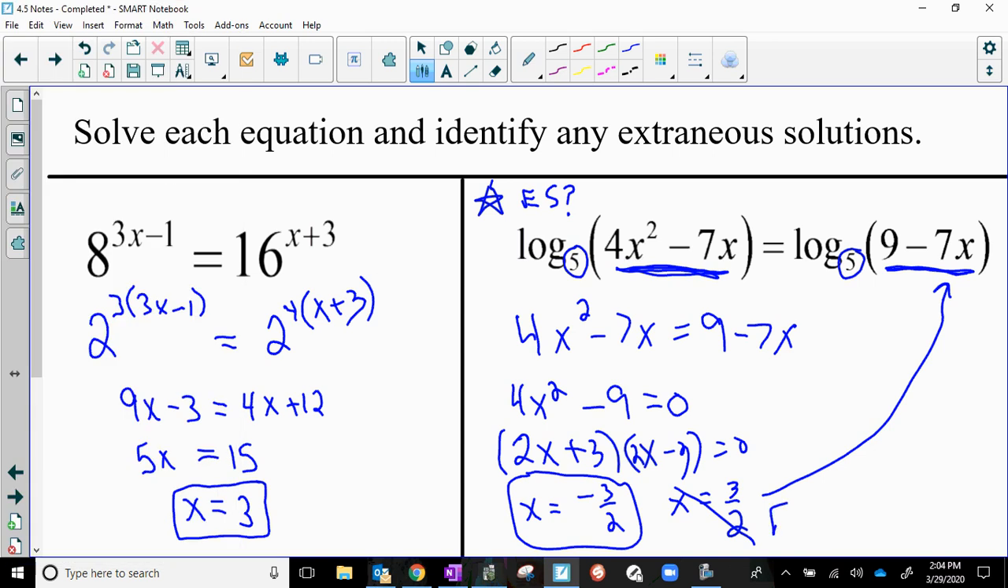This is what we call an extraneous solution because it's dealing with imaginary concepts. Log base 5 of a negative is an imaginary value. So we're just going to stay away from imaginary numbers in our logarithms.